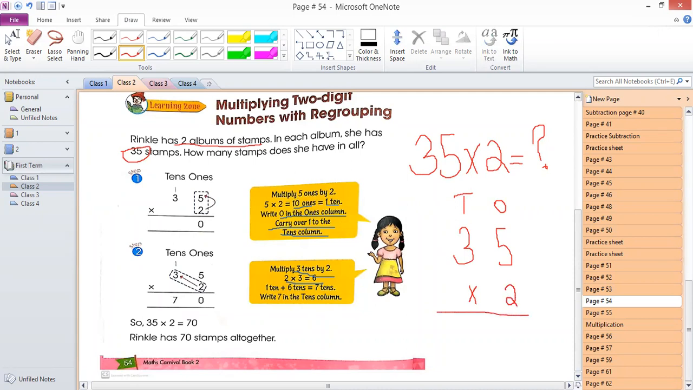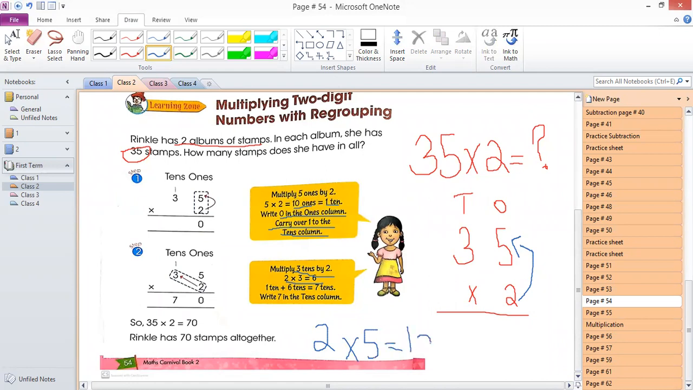Now, as you are multiplying, you follow the same method. You multiply the number by ones first. 2 by 5 equals to what? Yes, guys, 2 multiplied by 5 equals to what? 2 multiplied by 5 is equal to 10. So you are going to write here. So guys, 2 multiplied by 5 is equal to what?